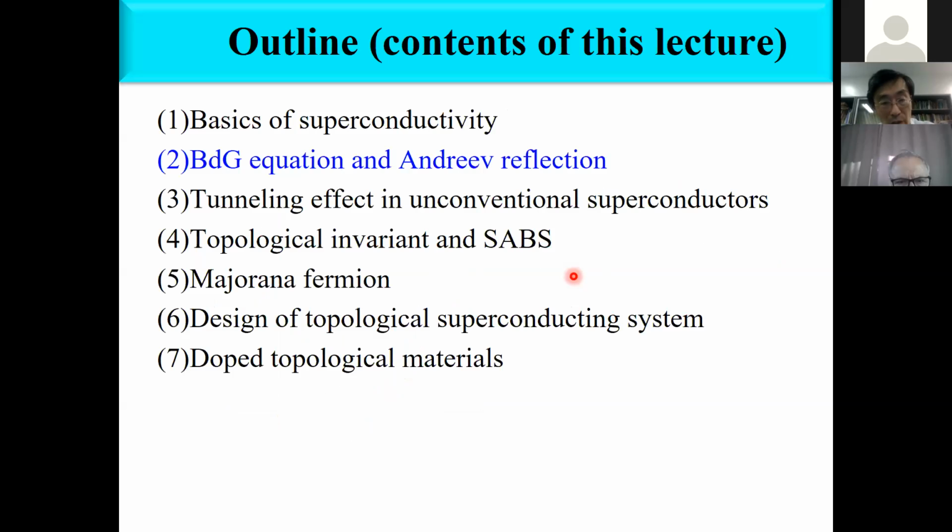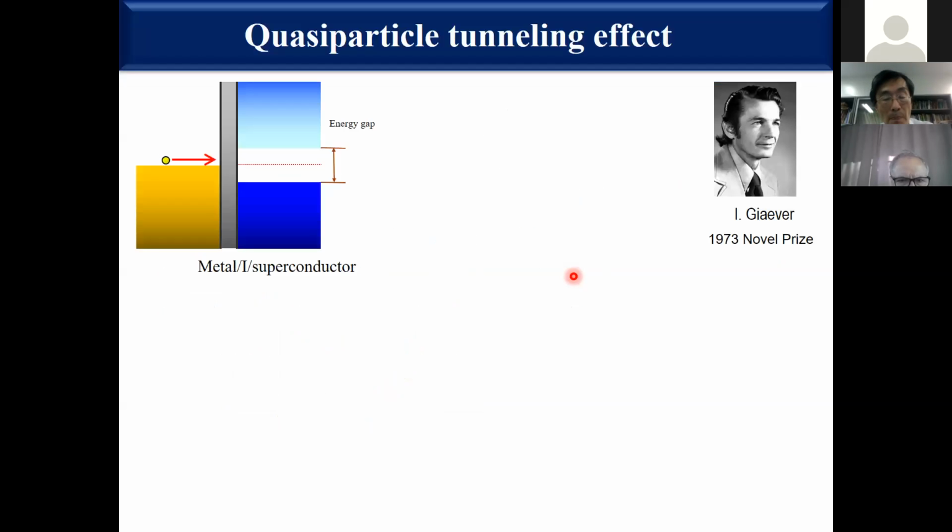Okay, so then let's go to the second part. What is the Bogoliubov-de Gennes equation? What is the tunneling effect understood in the standard BCS superconductor? Let's look at the metal-superconductor junction system and how to understand the tunneling conductance in this system.